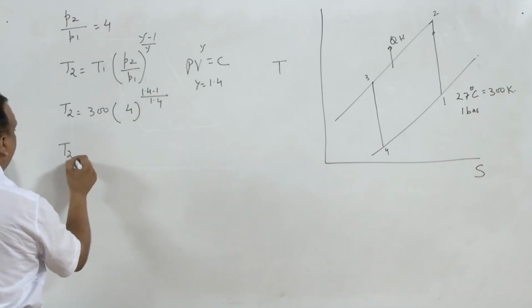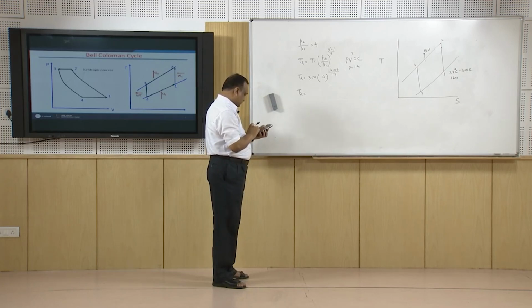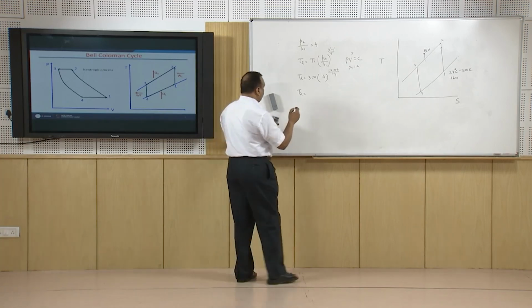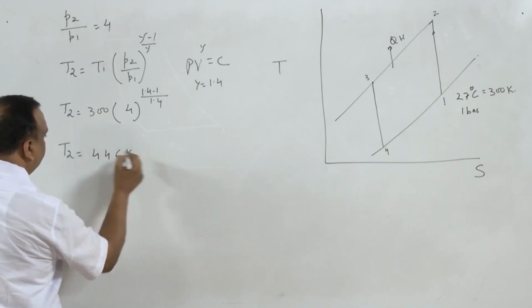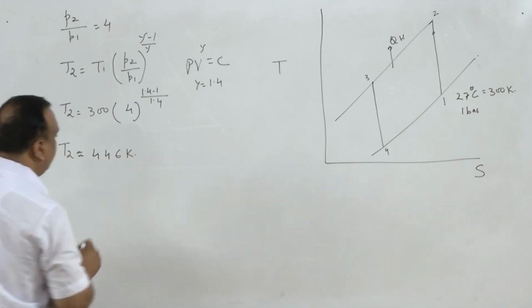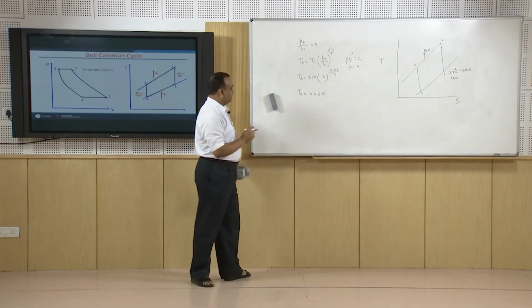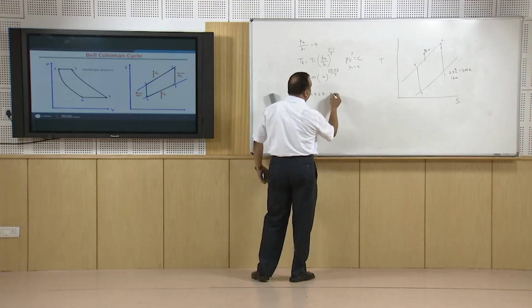It will turn out to be approximately 446 Kelvin. Exactly it is 445.97, let us assume 446 Kelvin. So, 446 Kelvin is equal to 173 degree centigrade.